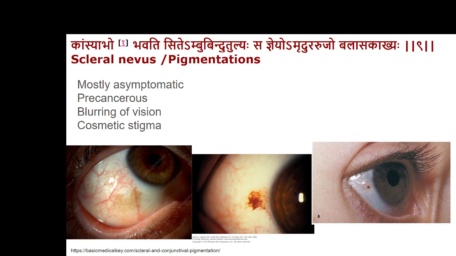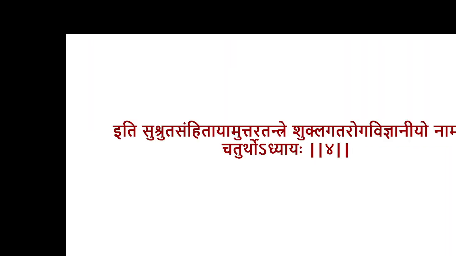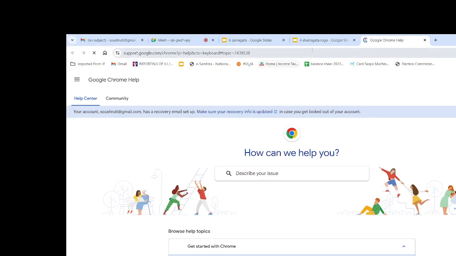Most of the people who have such spots in the eye, black spots in the eye, are considered bad women in society, and people just move away from them. It's a sort of notion which exists among the people. Otherwise, it doesn't produce any harm. As in any other case of nevus, like moles, this would be asymptomatic. With this, we will conclude Shuklagata Roga Vijnaniya Adhyaya, the 4th chapter, which we had missed in the last session.